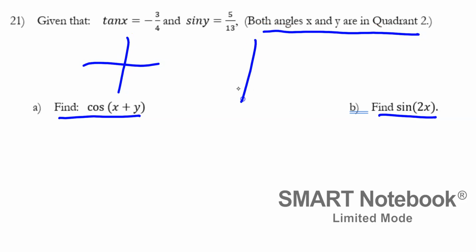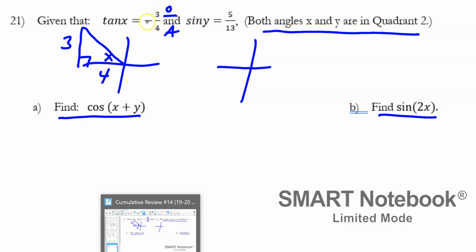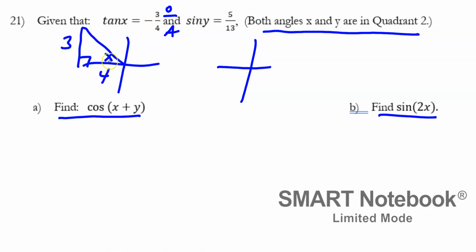So we're going to draw two separate pictures here. Tangent of x, we draw a little triangle in quadrant 2, put an x here. Tangent is opposite over adjacent, so we have 3/4. The negative has to go in the correct position. In the second quadrant, the x is negative and the y is positive.